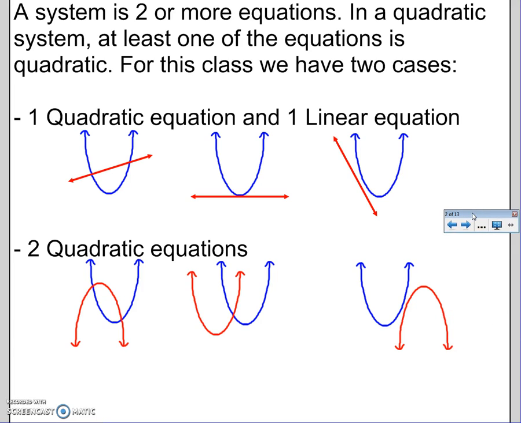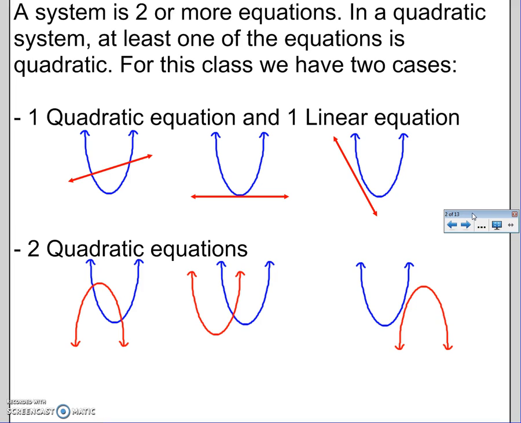So a system, remember, is two or more equations. In a quadratic system, at least one of the equations is quadratic. And for our class, we'll have two cases. We either have one quadratic equation and one linear, so one U shape and one line. And we're trying to figure out where they cross and how many times.